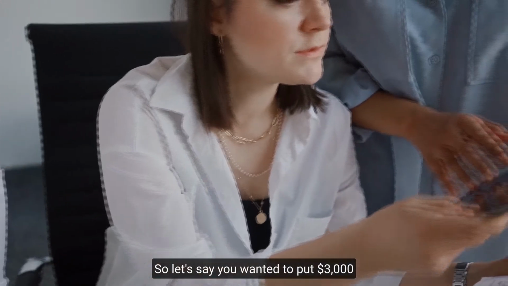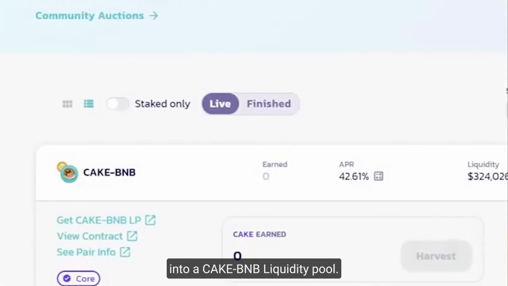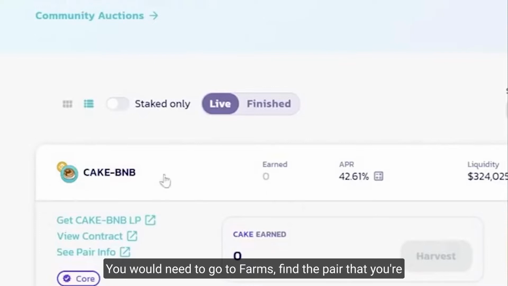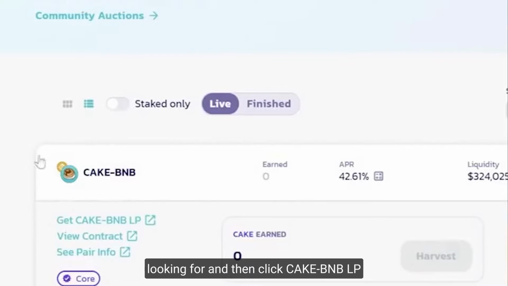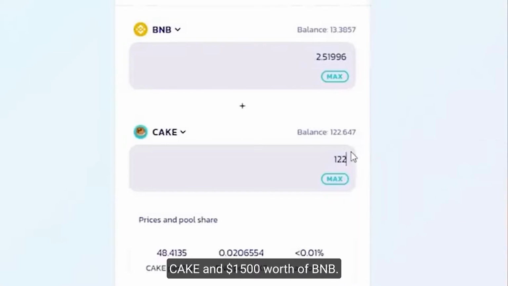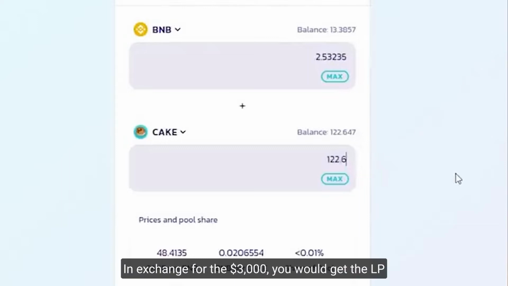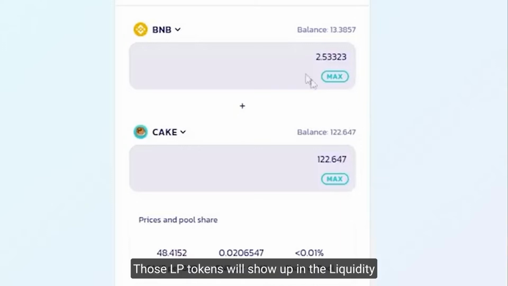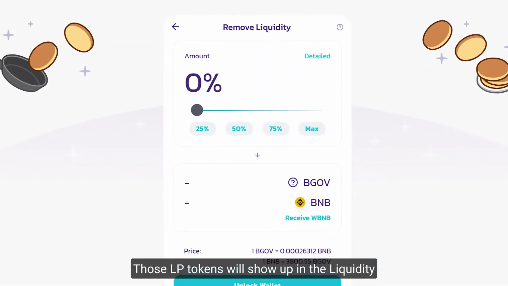Let's say you wanted to put $3,000 into a CAKE-BNB liquidity pool. You would go to farms, find the pair that you're looking for, and click Get CAKE-BNB LP. Then you would simply supply $1,500 worth of CAKE and $1,500 worth of BNB. This way, you don't have to select the specific coins. In exchange for the $3,000, you would get the LP token receipt for what you supplied to the pool. Those LP tokens will show up in the liquidity section.